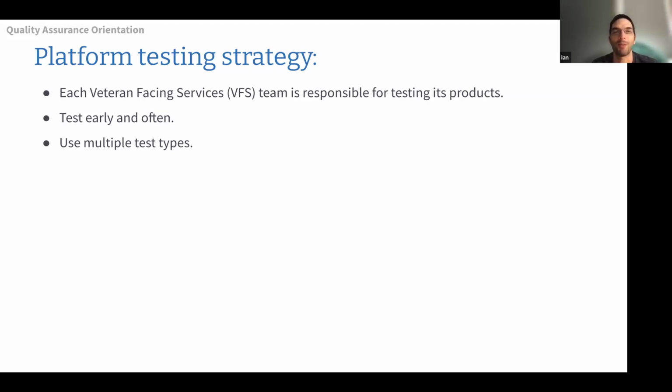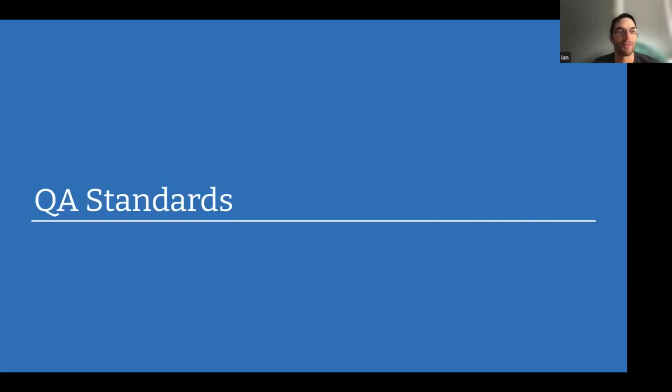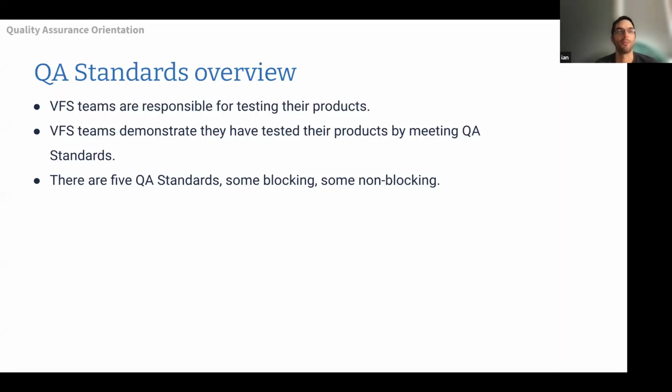So essentially, every VFS team does their own testing, and then we on platform will verify or validate testing. So there's an element of trust here. And that brings us to the heart of what the QA process is on the platform for VFS teams, which is the QA standards. Let me back up a second and say that, as we mentioned, VFS teams test their own products, and the way they demonstrate that they have tested their products is by meeting the QA standards. Each QA standard is defined and has a matching artifact that needs to be produced by the VFS team, and we will look at that artifact to determine whether the QA standard has been met.